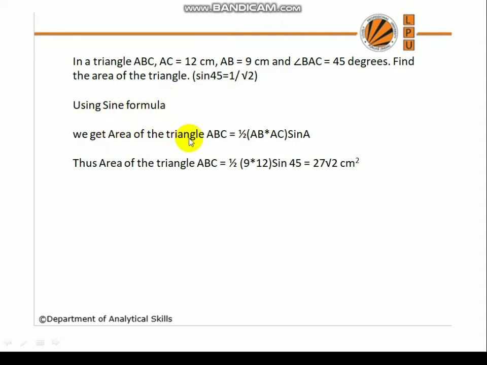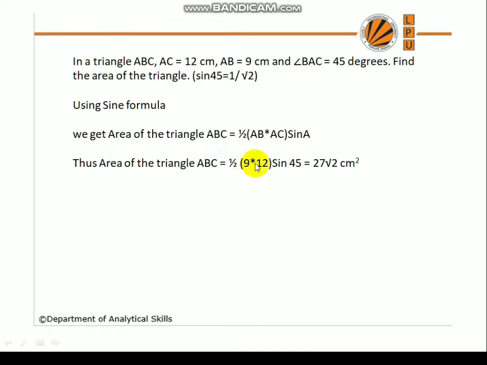So area of a triangle using the sine formula is half into AB into AC, the product of the lengths of the sides, into sine of the angle between the two straight lines, that is A. So area of triangle ABC equal to half into AB is given as 9, AC is given as 12, and the angle is 45 degrees. So sine 45 degree. We all know sine 45 degree is 1 by root 2. So we have to use 1 by root 2 here.